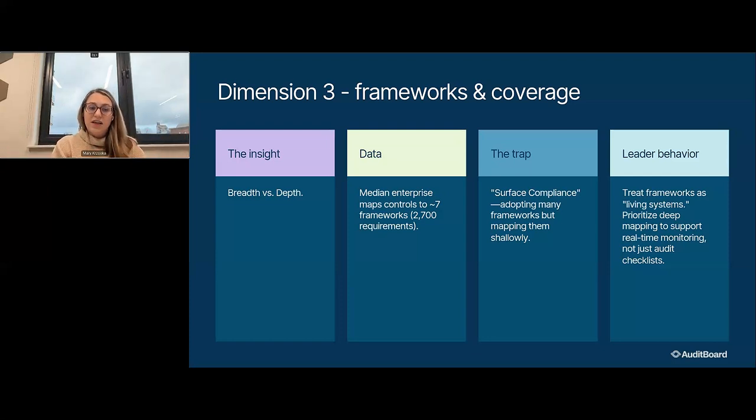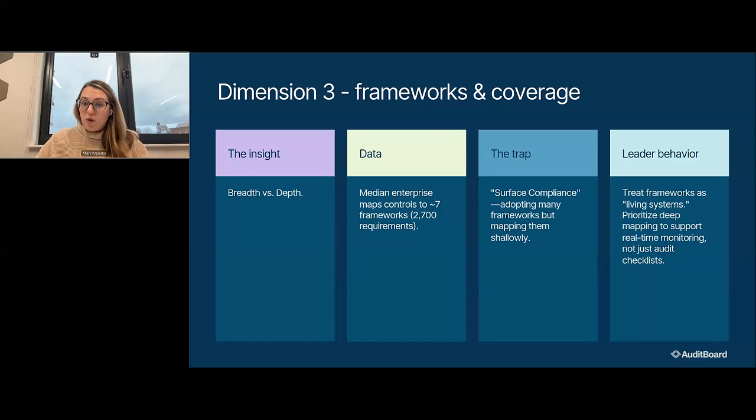And this was actually also found in the survey findings. From the survey we did, 35% of enterprises are adopting new frameworks and 45% are updating existing ones. However, the majority of them did say that compliance was really just surface level. So again, you have all these different frameworks, but you're not necessarily making it a living system. Those leaders really treat it as a living system. They selectively expand their breadth while ensuring their depth. They're mapping requirements thoroughly as well.